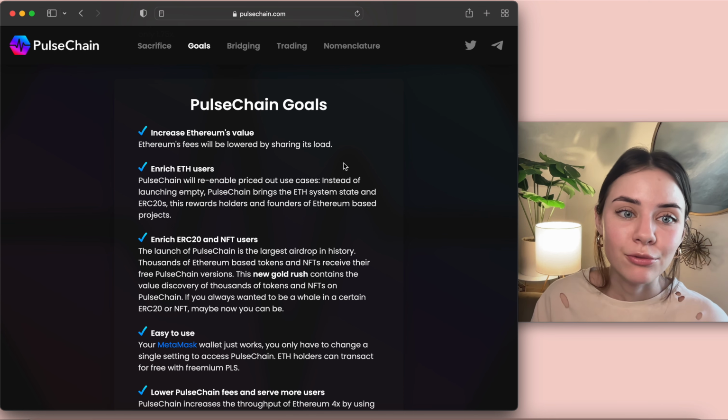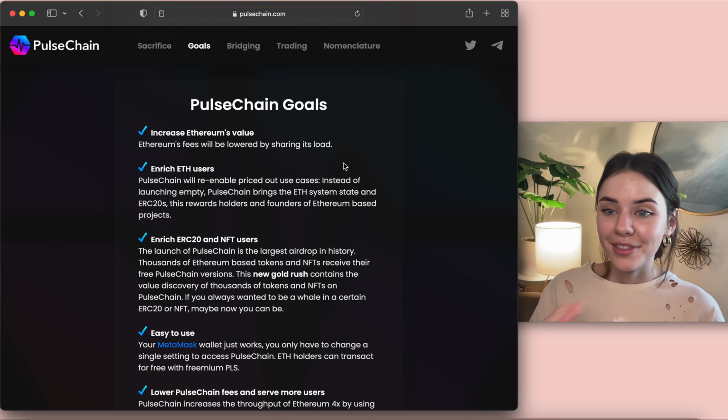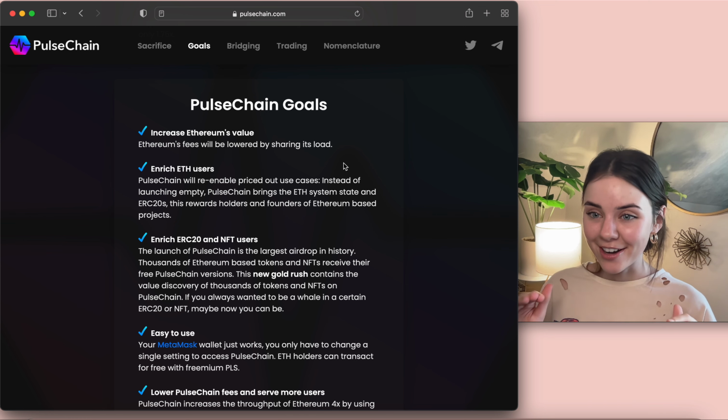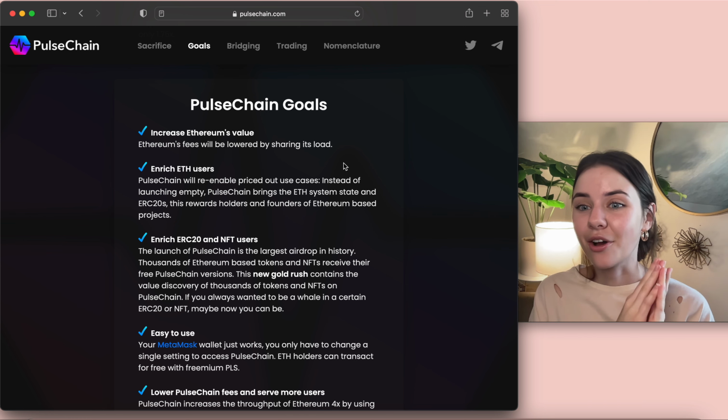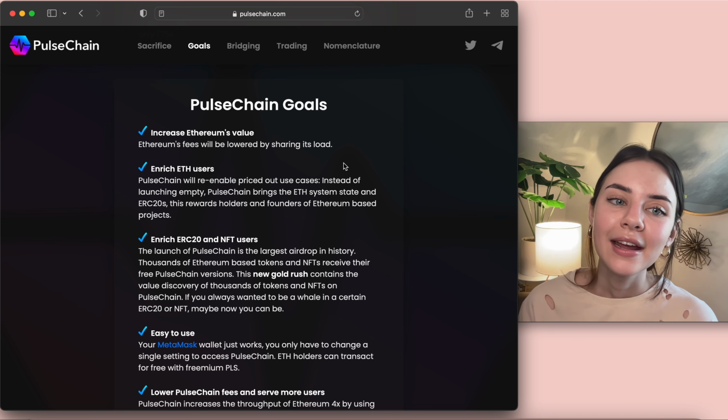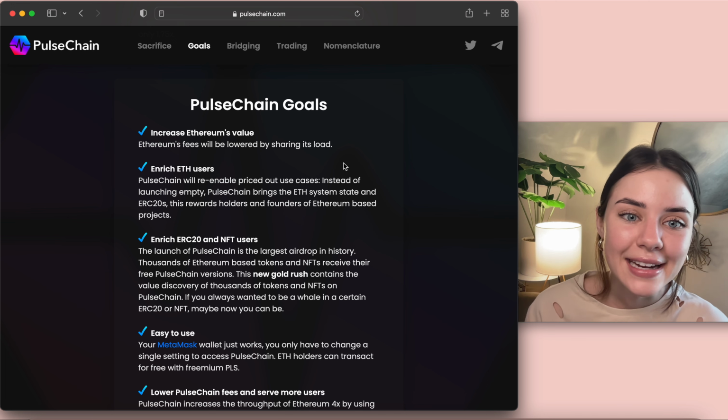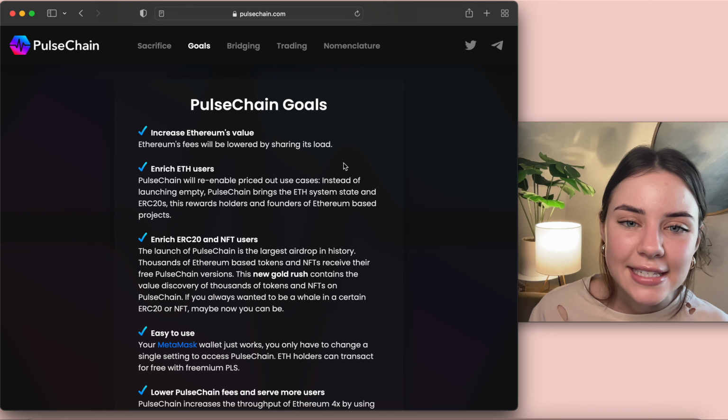They want to enrich ETH users. So Ethereum is a network and there is a token inside of it called ETH, which is Ethereum. And so PulseChain will re-enable priced out use cases instead of launching empty. PulseChain brings the ETH system state and ERC-20s.